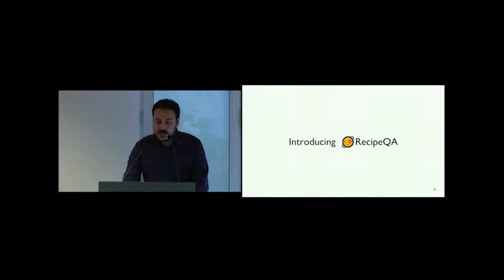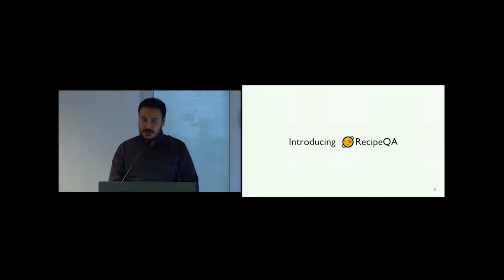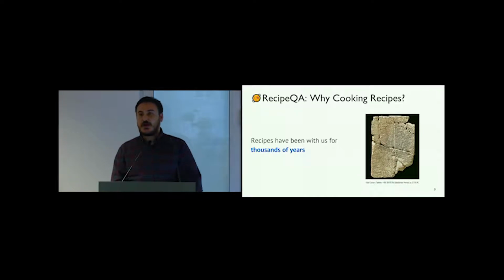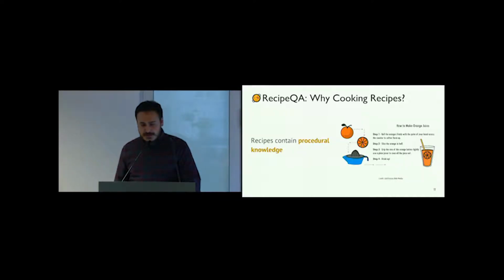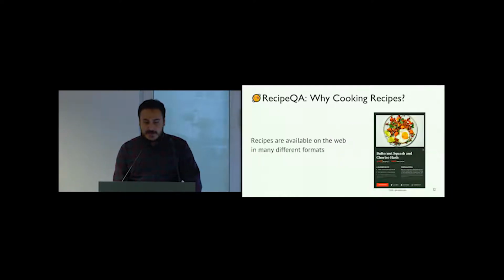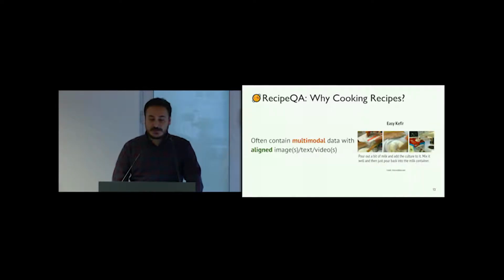So today we are introducing RecipeQA, which is a multimodal machine comprehension dataset of cooking recipes. But before delving into more detail, I would like to talk about why cooking recipes are interesting at first. There are a number of reasons why recipes are interesting in a question answering setting. First of all, recipes have been with us for thousands of years, and understanding recipes is a real-world problem with several practical applications. Recipes contain procedural knowledge, and they're available on the web in many different formats, and often contain multimodal data with aligned images, text, as well as videos.